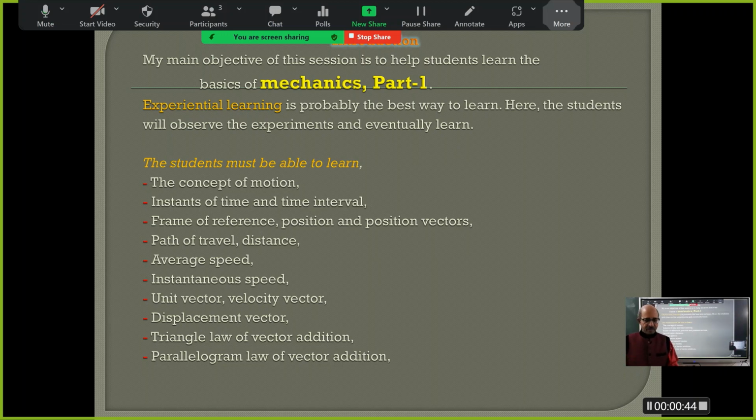See, the topics that we are going to discuss are all listed here. As you can see: the concept of motion, instants of time, and time interval, because I find from my experience that some students confuse these two. Then frame of reference, position vectors, path of travel, then comes distance, average speed, instantaneous speed, unit vector, velocity vector, displacement vector, triangle law of vector addition, parallelogram law of vector addition. We are going to discuss these topics today. Feel free to ask any questions and just enjoy learning.